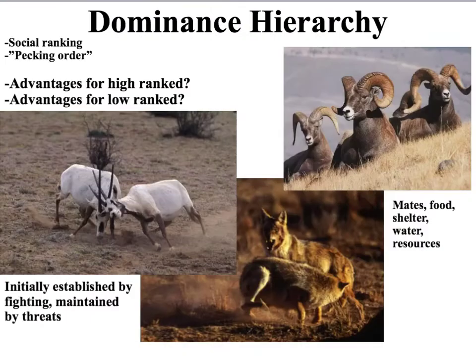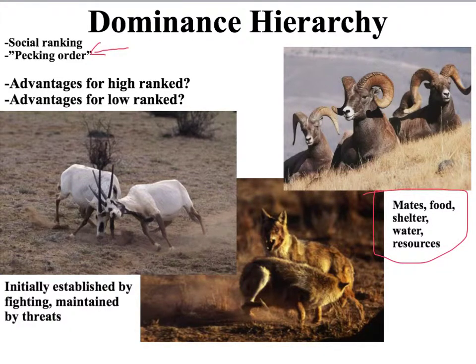mating rights. So the result of agonistic behavior is often dominance hierarchy, where there's a social ranking. There's a top alpha male, and then all of the males kind of fall in line below that. This is commonly referred to as a pecking order, which is a name for the dominance hierarchy in chickens. So you can think about this, and it's really obvious what the advantages are for the high-ranked individuals in the dominance hierarchy. They get more access to a lot of the resources, which are shown here.